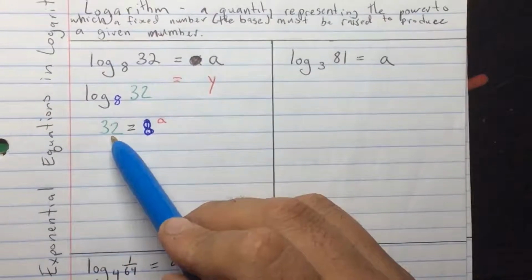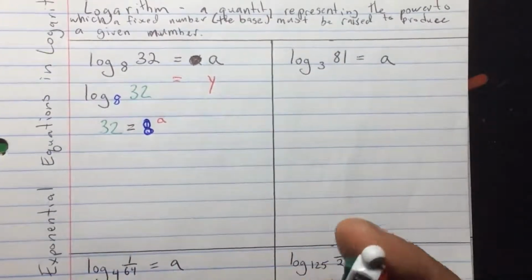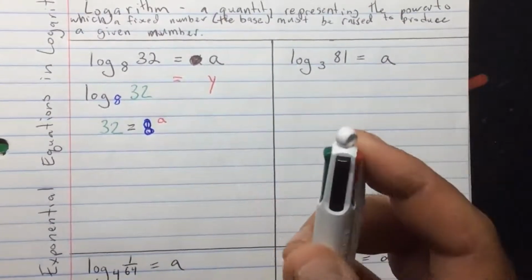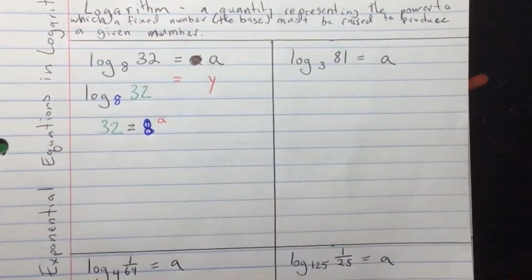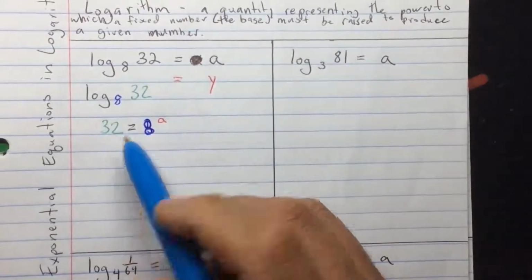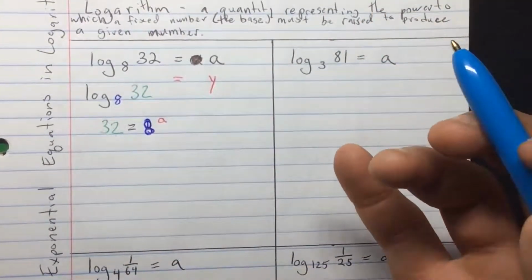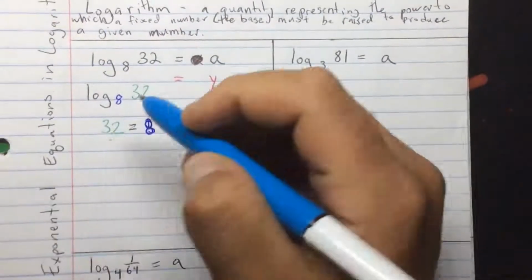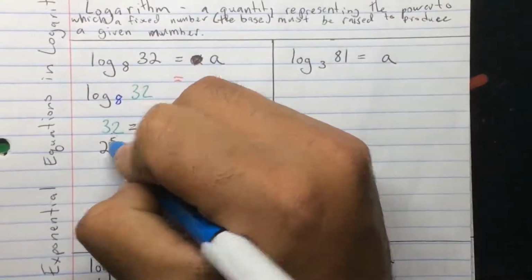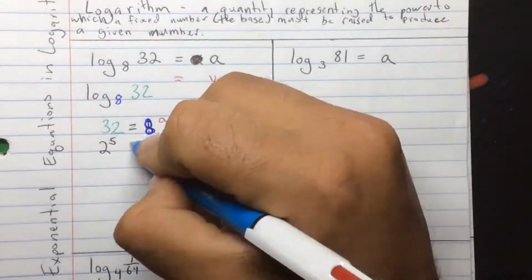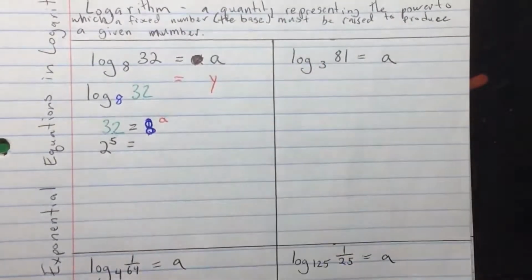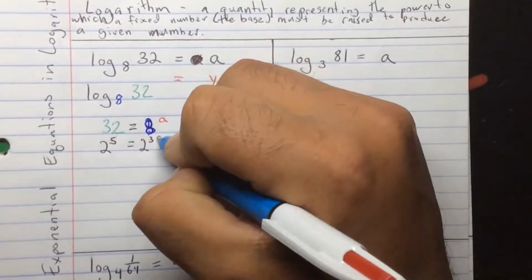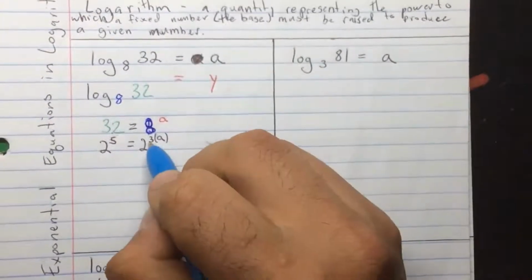Well, the easiest way to do this is to try to figure out the base of this right here. So what we can do is change these here. I'm going to rewrite this in black. I know 8 and 32 can both be written with a base of 2. For example, 32, if we look at our cheat sheet, is 2 to the 5th power, and 8 is 2 to the 3rd power. But we also have to include our a there, so it's going to be 2 to the 3rd power times a.